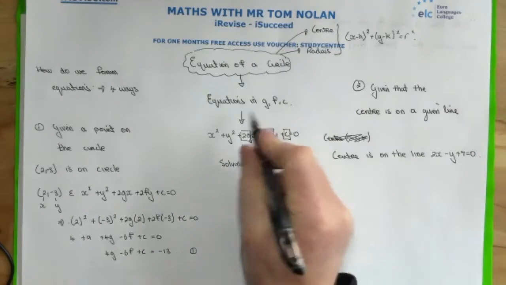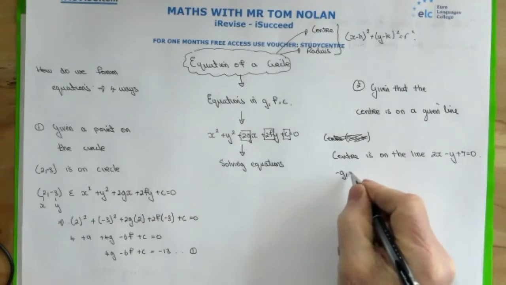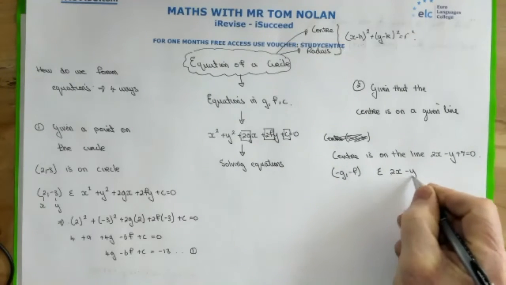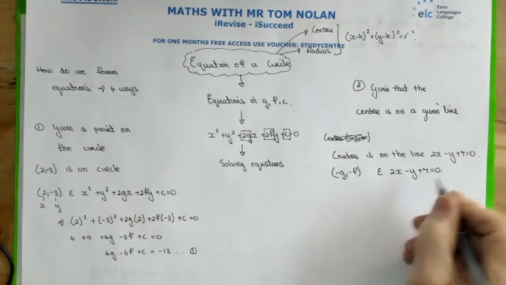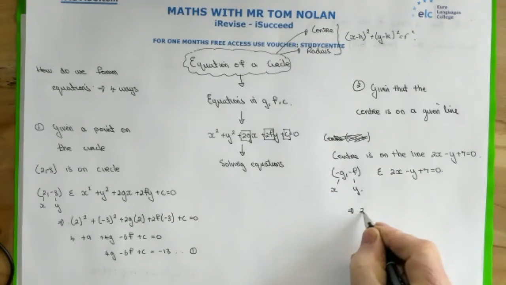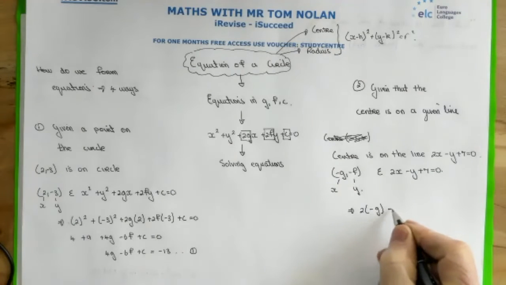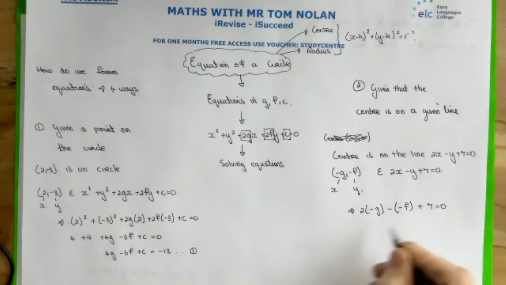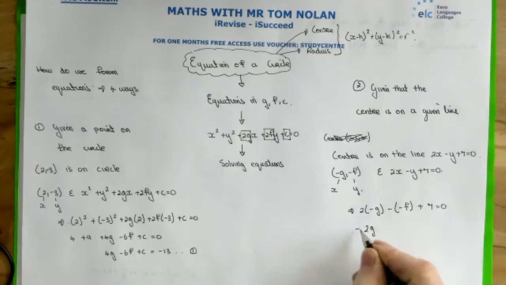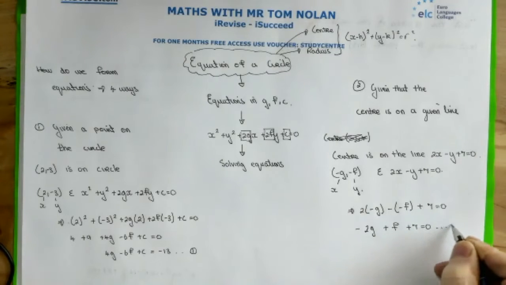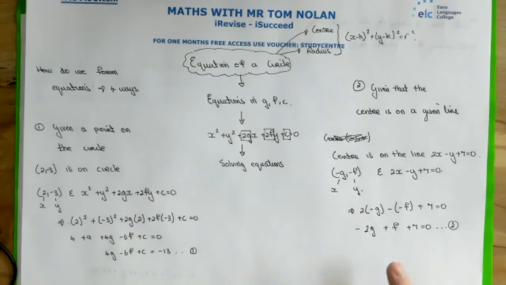Of course, we know the center of this circle is (minus g, minus f), which is an element of 2x minus y plus 7 equal to 0. That's now the x value, and that's the y value. Twice x, twice minus g. Minus y, minus f, plus 7 is equal to 0. There's an equation. Minus 2g plus f plus 7 is 0. That's the second way you get an equation. Of course, this doesn't have c in it, but that's irrelevant.